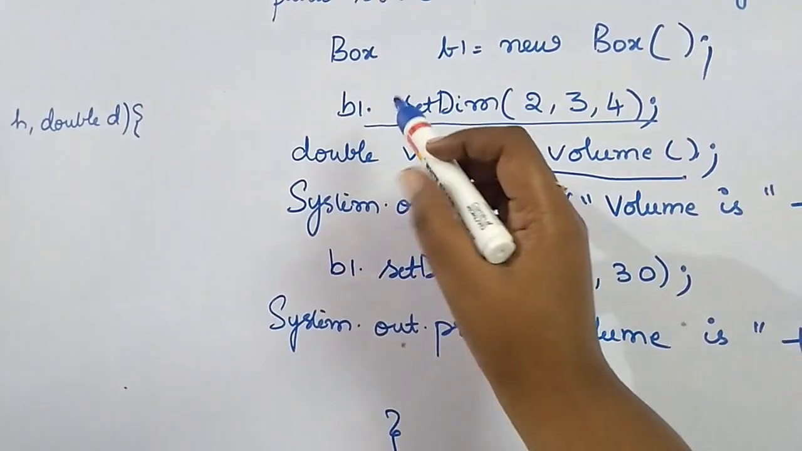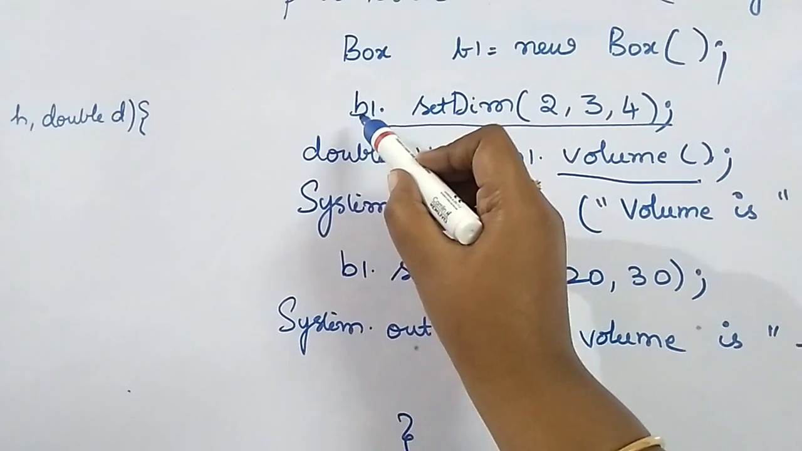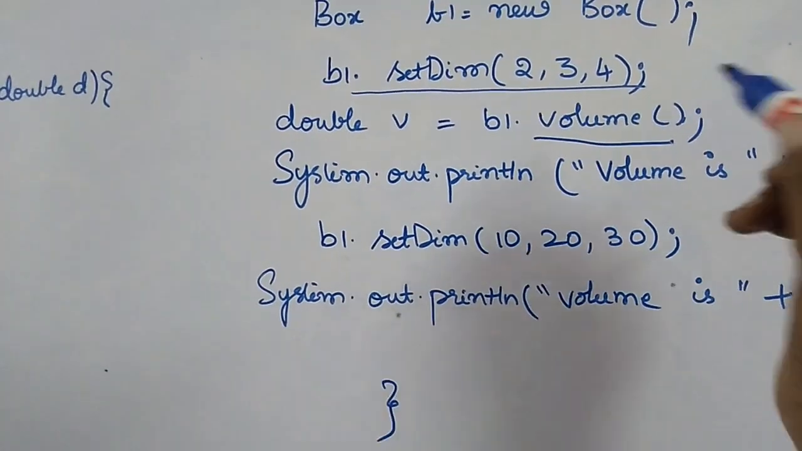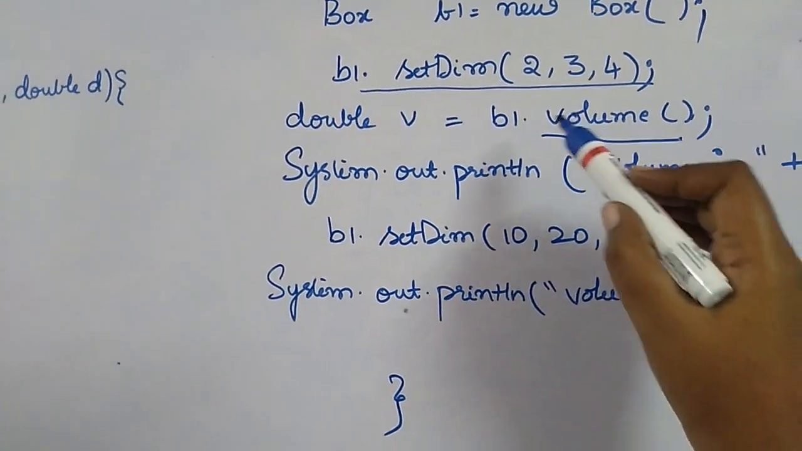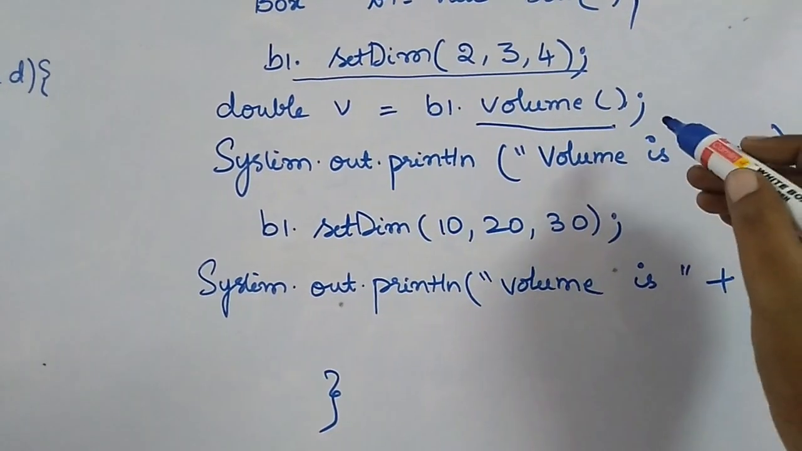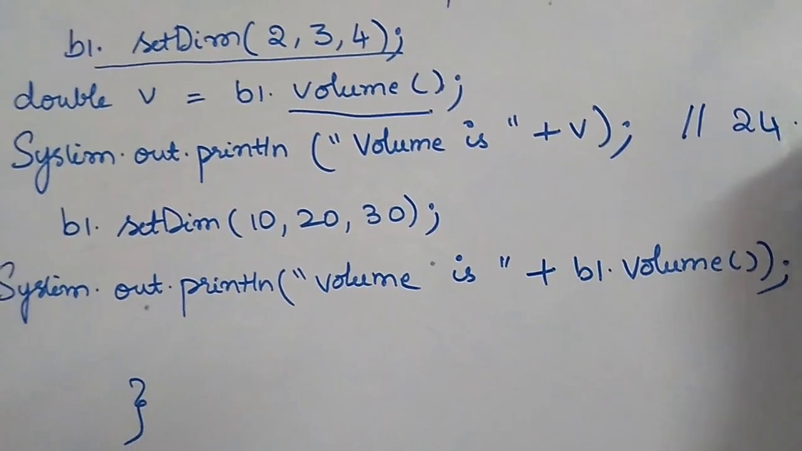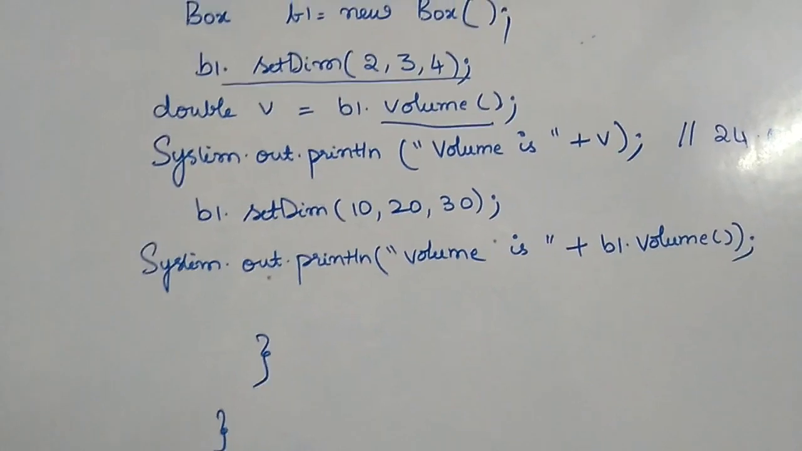Okay, so since it's an instance method, we are accessing it through an object. So I said b1 dot set dimension. So width, height and depth are set to 2, 3 and 4. Then I'm calling volume. So this volume will be executed, and width into height into depth is calculated, and then the answer 24.0 will be printed on the screen for us, the volume.